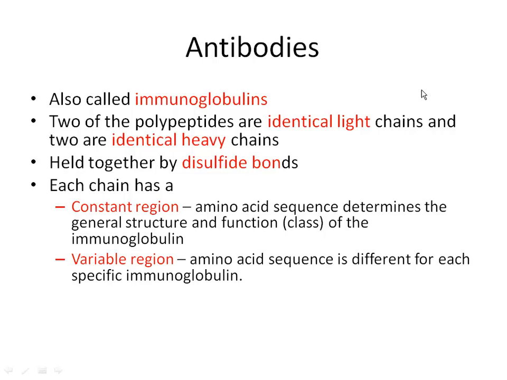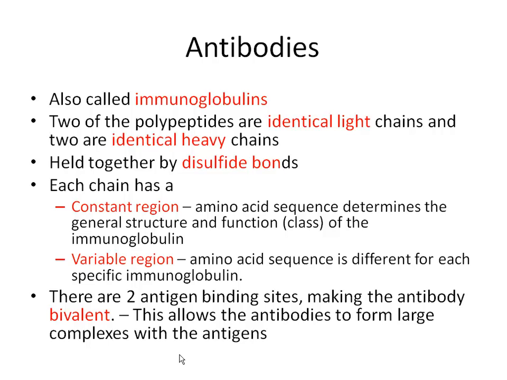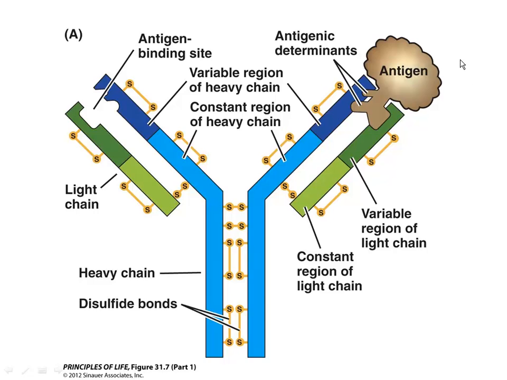So we have this diagram. It's all labeled for you. Let's go back to the next page first. There are two antigen binding sites making the antibody bivalent. This allows the antibodies to form large complexes with the antigen. Bivalent. So here we have our light chain. Also a light chain over here. This is the variable region of the light chain, and this is the constant region of the light chain. Same thing with the heavy chain. And you can see all these little S's here. Those are how they are bonded together. Disulfide bond.